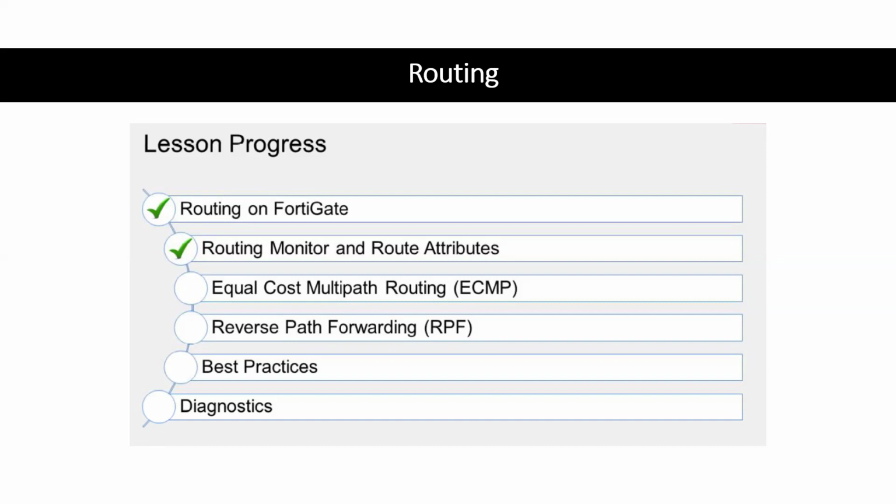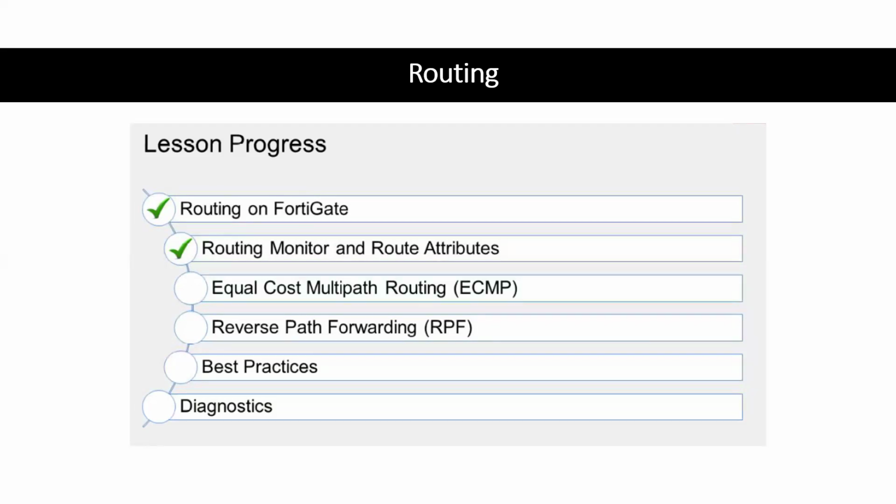Which attribute does the Fortigate use to determine the best route for a packet if it matches multiple dynamic routes that have the same distance? Is it A, priority, or B, metric? B, metric. Yep. You guys are correct.